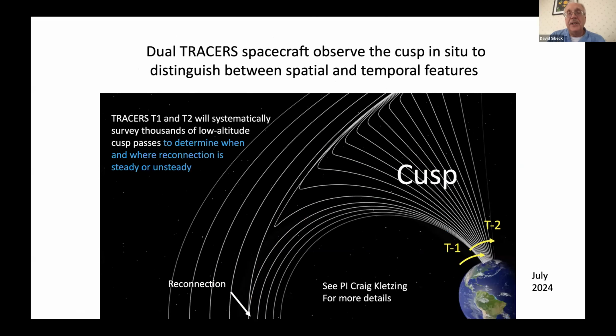But there's also an in situ mission coming up. That is the TRACERS mission. 2 spacecraft will fly through the cusp, one after the other, checking out whether there are spatial or temporal structures there. Gonna be cool. The future for cusp studies is wonderful.